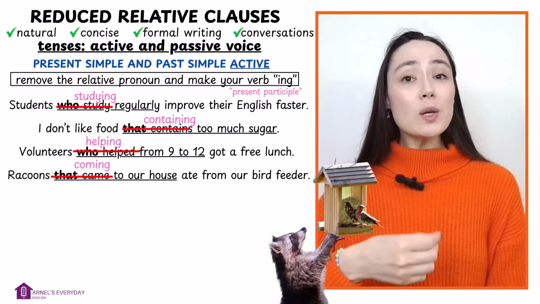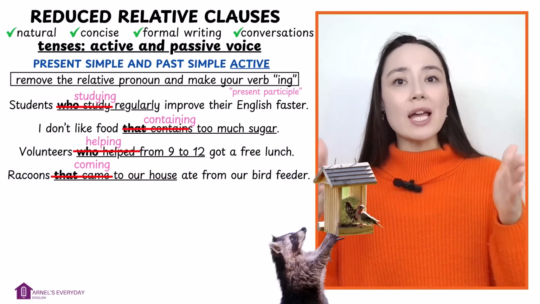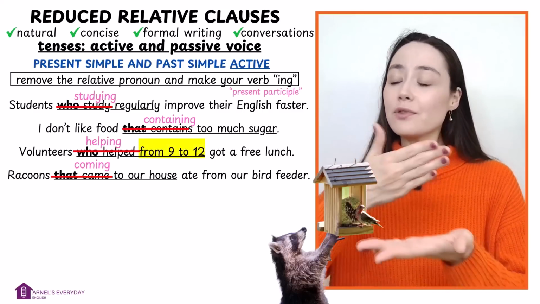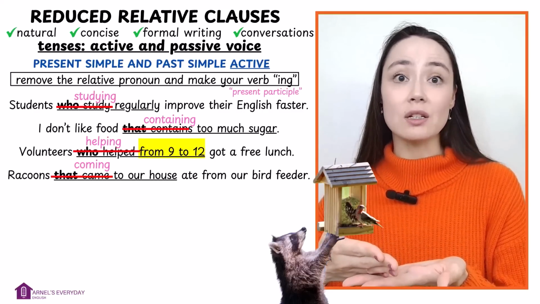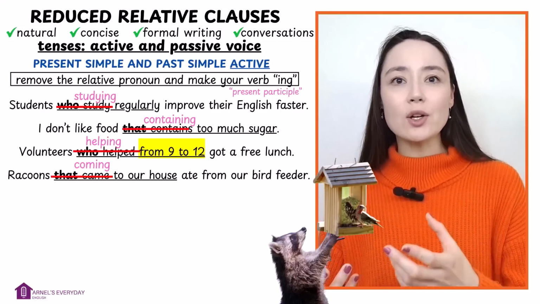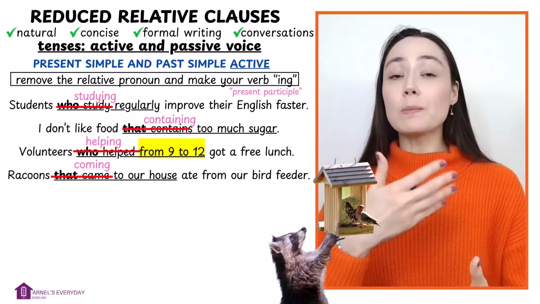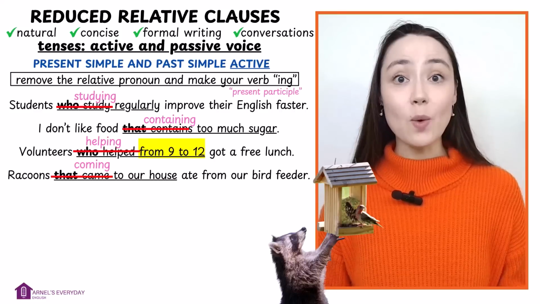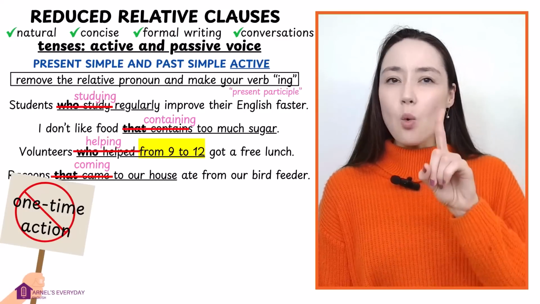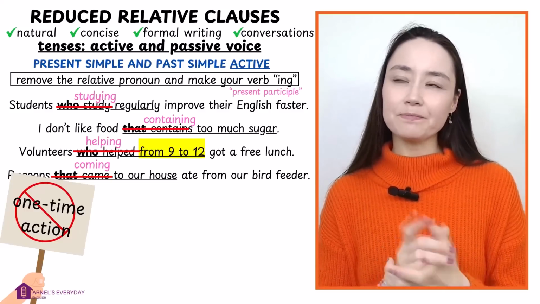But when we use the present or past simple, we are speaking about a duration or repeated actions like a habit. From 9 to 12 is a duration. Study regularly, contains, raccoons that came. Tell us something is regular or repeated. It happened more than once. We cannot reduce a one-time action or the meaning changes a little bit.